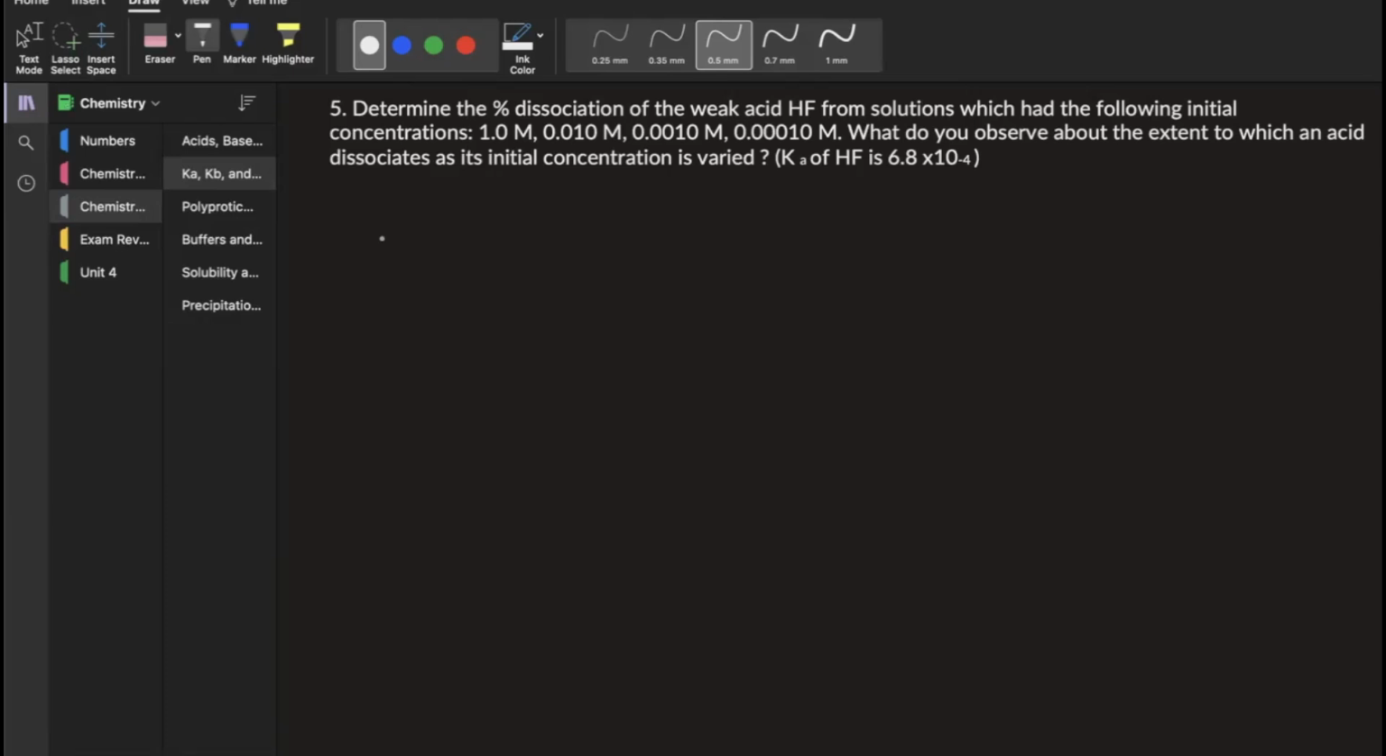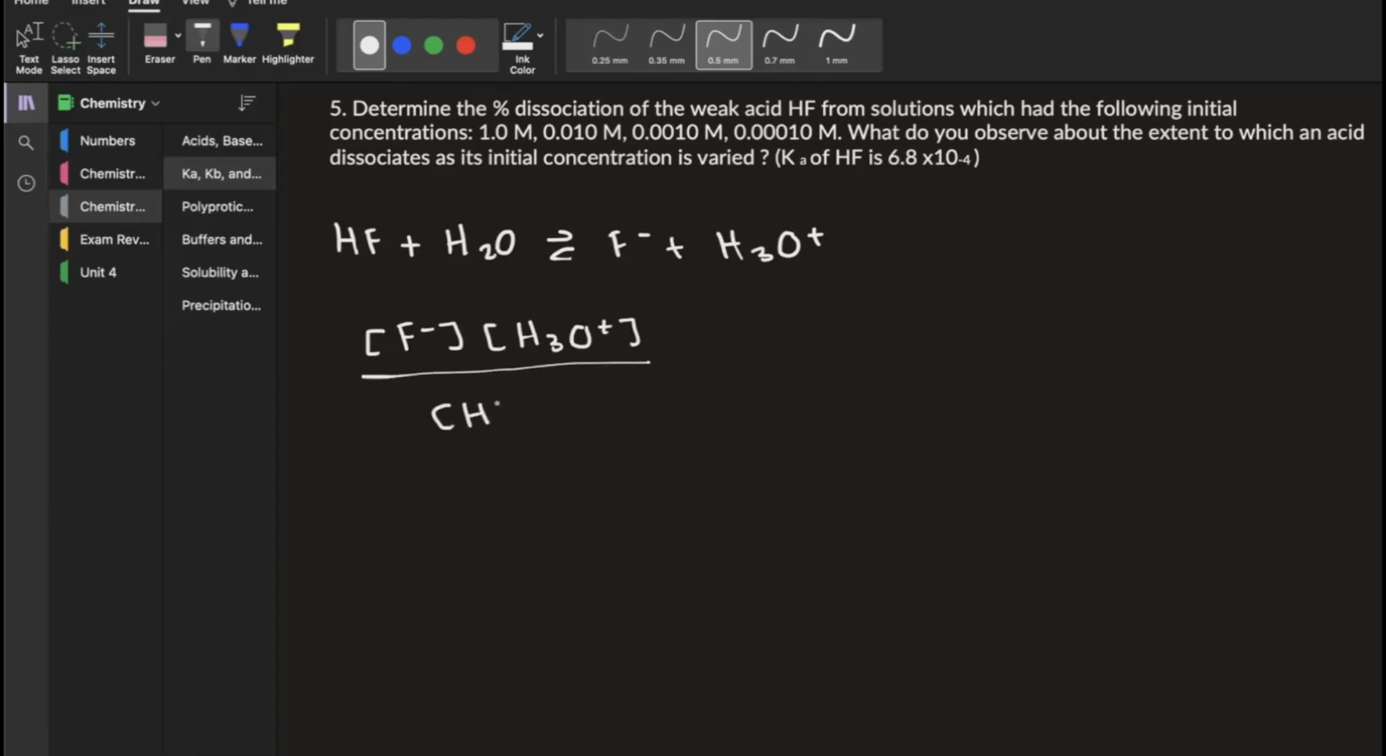You know the drill by now. First thing we're going to do is write the equation. HF plus H2O gives us, as our acid loses a proton, F minus plus H3O plus. We also write our expression: F minus times H3O plus over the concentration of HF equals 6.8 times 10 to the negative fourth.